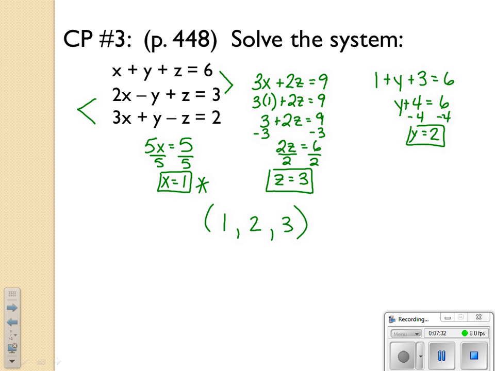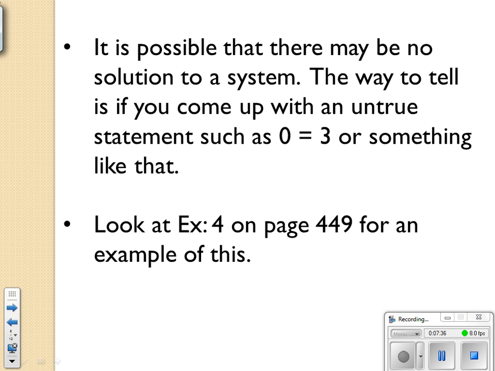So more steps, yes, but still using those same concepts. Substitution method still works just fine. Again, elimination tends to be how I go about more of them.